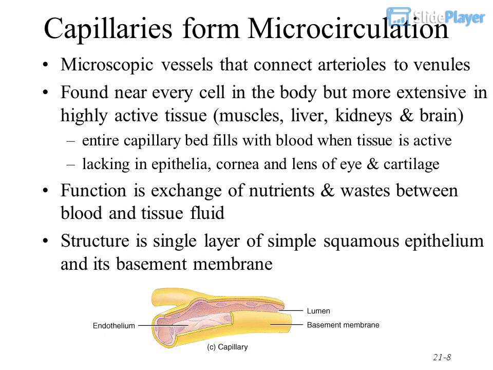Capillaries are found near every cell in the body but are more extensive in highly active tissues such as muscles, liver, kidneys and brain. The entire capillary bed fills with blood when the tissue is active. They are lacking in epithelia, the cornea and lens of the eye, and cartilage. Their function is exchange of nutrients and wastes between blood and tissue fluid. Structurally, they are a single layer of simple squamous epithelium and its basement membrane.